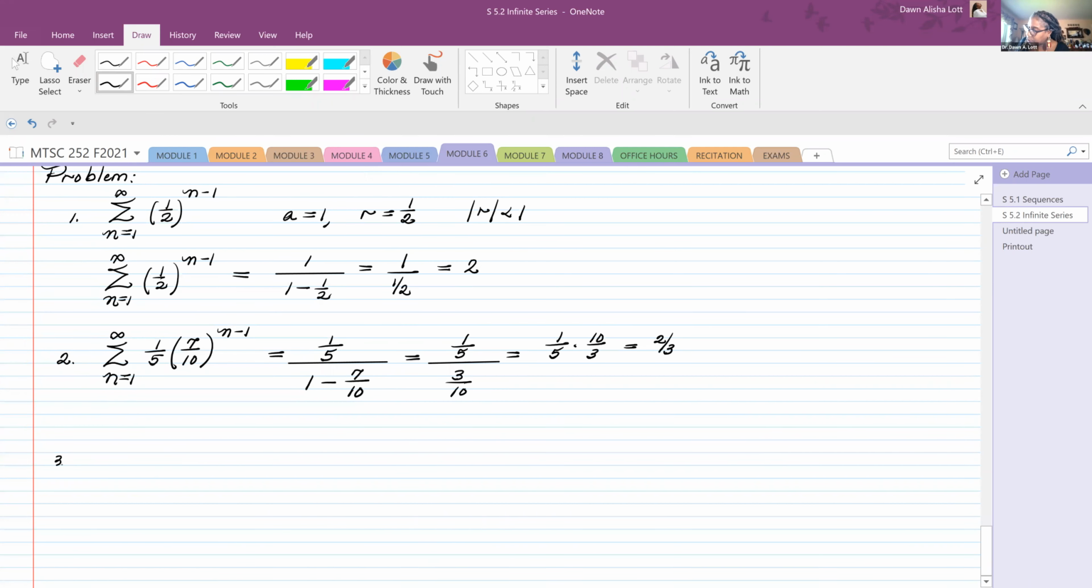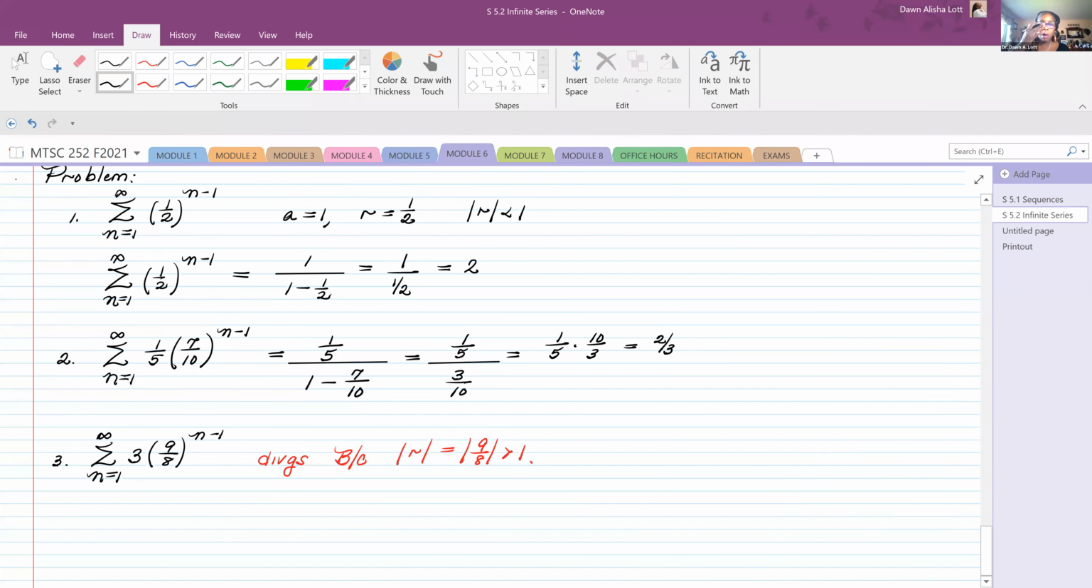Number 3, the summation n equals 1 to infinity of 3 times 9/8 to the n minus 1. Well, I can automatically say this diverges because the absolute value of r, which is the absolute value of 9/8, is bigger than 1. Done. Don't even have to do anything.